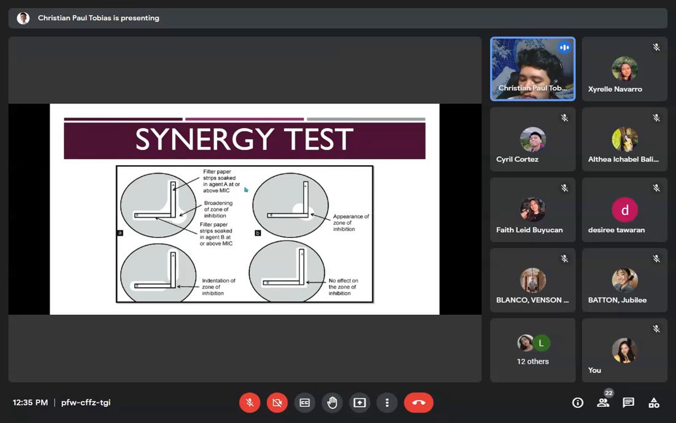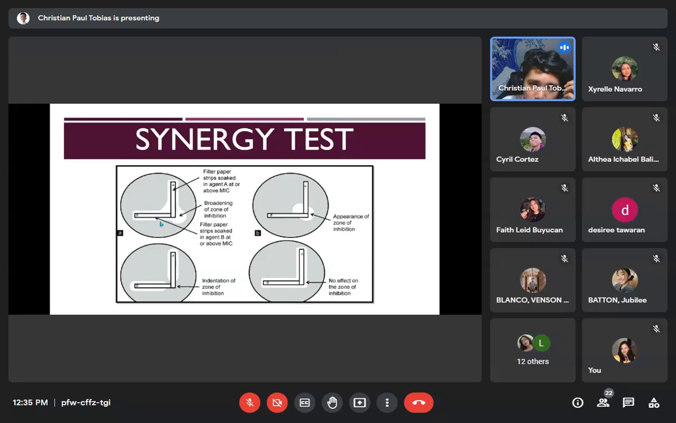So, kunwari ito yung filter paper, this is your tube. Isosoak mo siya, aalisin mo siya, then ilalagay mo sa plate. Kunwari ito yung antimicrobial A and antimicrobial B. So, yung filter paper strip A, dito mo sinoak. Filter strip B, dito mo sinoak. Ngayon, you will place it in a plate, dapat may synergy sila. Parang ganyan. Yung iba ang ginagawa cross or X.